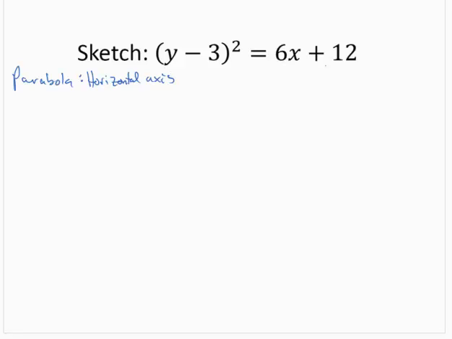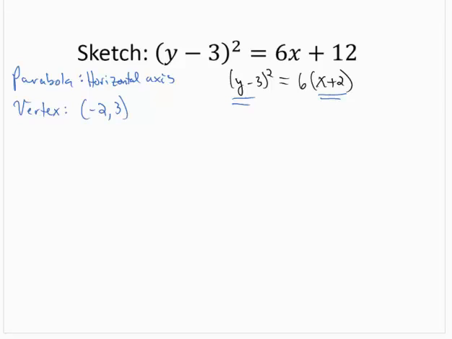So we have this 6x plus 12. Well, let's rewrite it as y minus 3 squared equals, factoring on the right-hand side, 6 times x plus 2. So notice that this gives me the vertex. The vertex is -2, 3. And I always like to think what values of x and y respectively would make their quantity 0. If we have x plus 2, x equals -2 makes that quantity 0. And for y minus 3, y equals 3 makes that quantity 0.